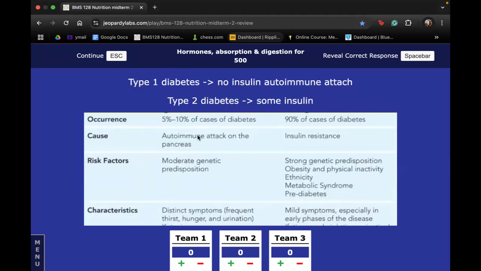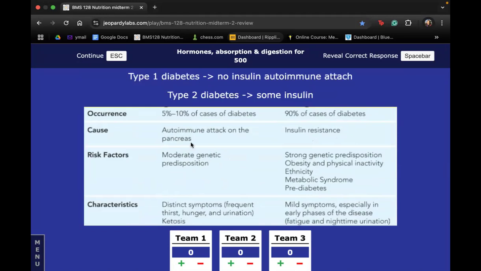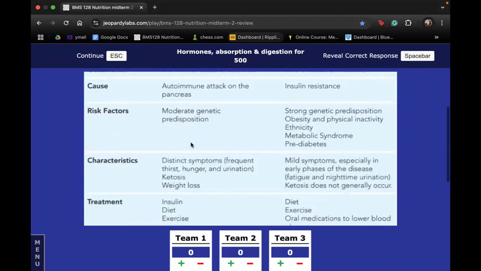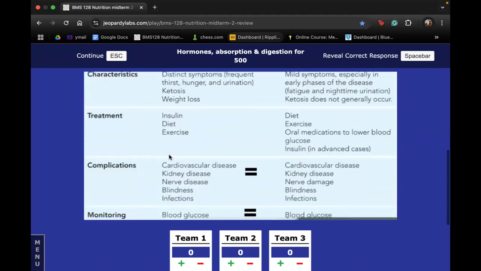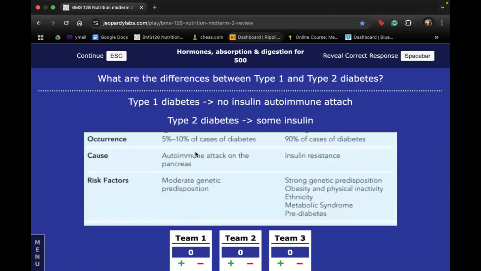Okay. Type 1 is an autoimmune attack on the pancreas, while type 2 is just insulin resistance, like your body isn't producing enough to break down the glucose, while the other one is attacking the pancreas. And sometimes type 2 could evolve into type 1. The characteristics are similar, but type 1 is more intense. Treatment is also similar, but they could lead to other health problems too. Any questions on that?